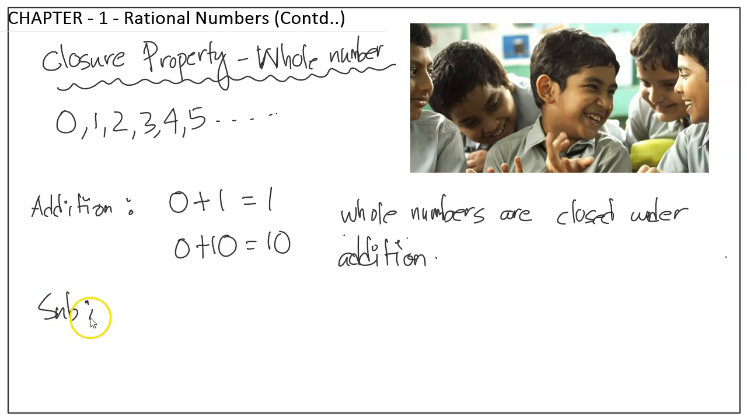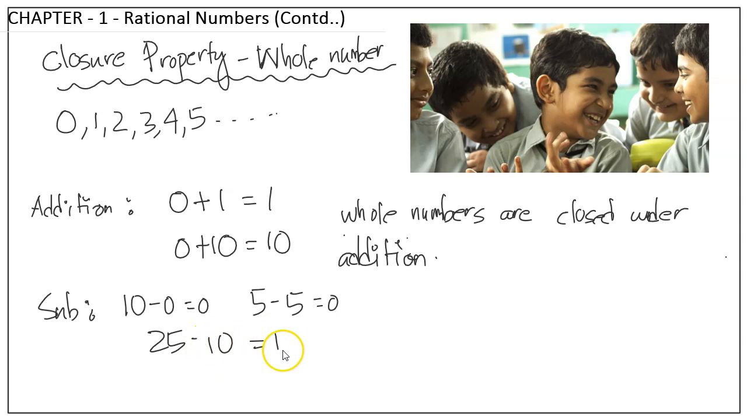So if we take subtraction, 10 minus 0 is 10, 5 minus 5 is 0, right? And then any other number, let's say 25 minus 10 is 15, 50 minus 3 is 47. So whatever you do here, till now you have got whole number minus whole number, and you are getting a whole number only, right?